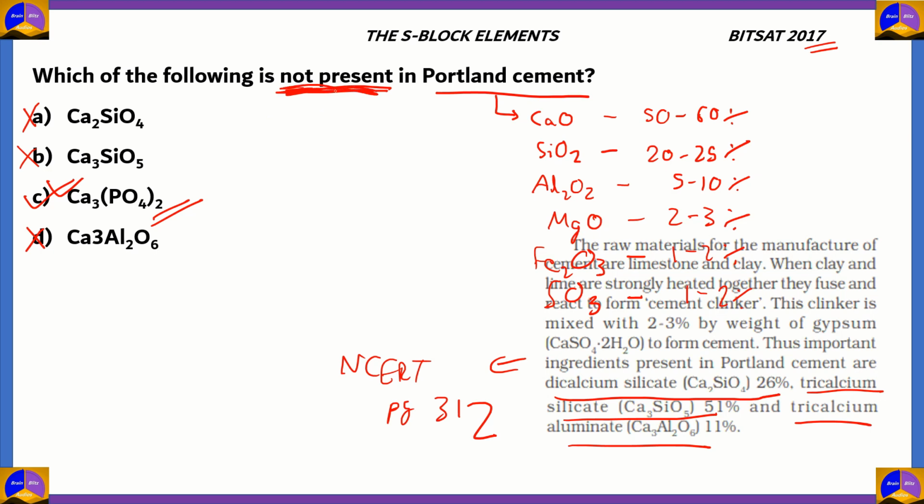The reason why we chose the one that's not present, because it's what the question asks. The question is asking us to find out the compound which is not present in Portland cement. So option C is the correct option for this question, which was asked in 2017.